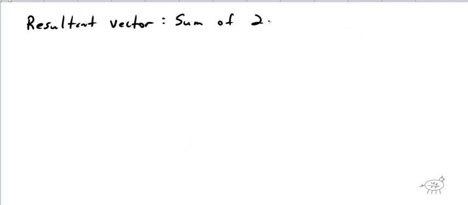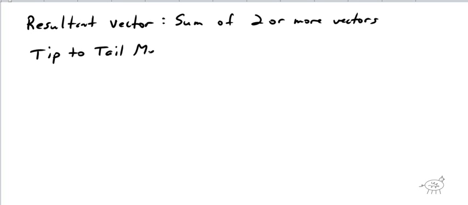Again, a lot of little definitions I'm giving you guys today. The next one is a resultant vector. Basically, a resultant vector is the sum of two or more vectors. Now we're going to learn two different ways to actually add vectors. The first method is something called the tip to tail method.